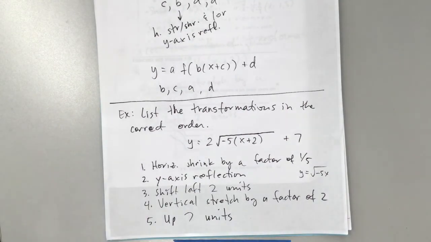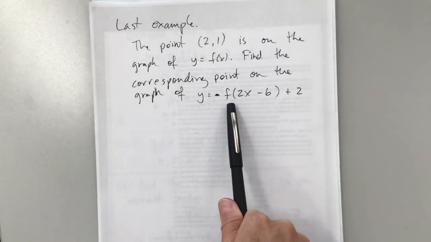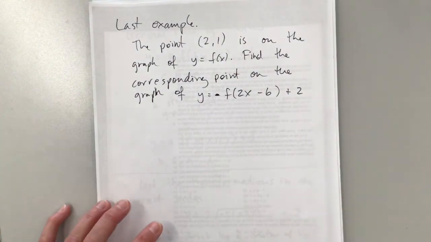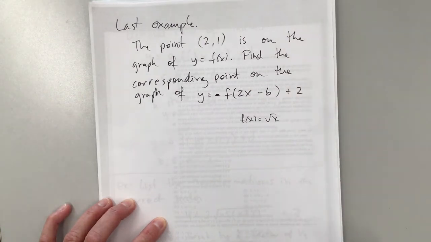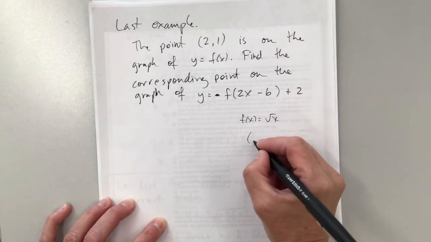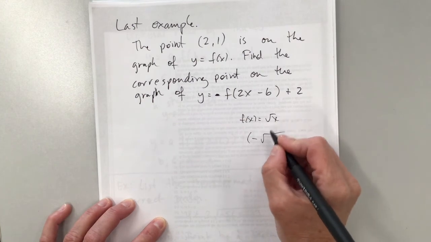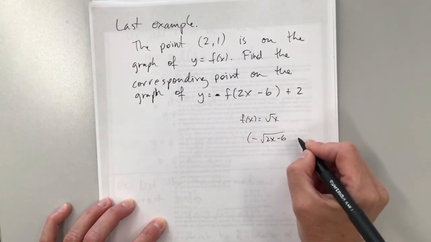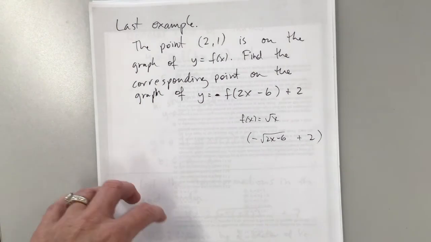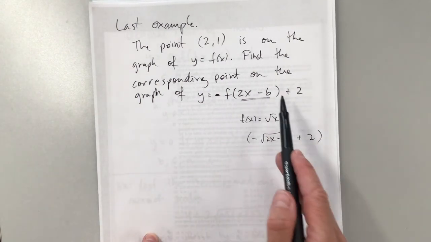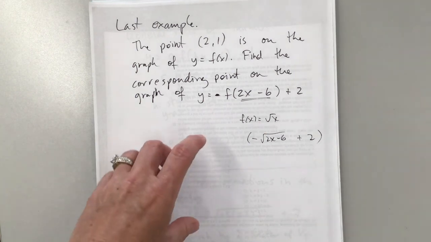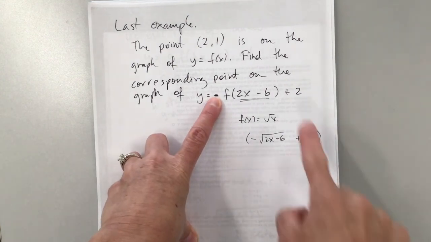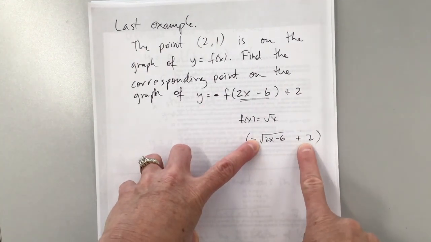All right, I'm going to give you one more of these examples. This f is generic. So for example, if f of x were root x, then this would be written specifically as negative root of 2x minus 6, plus 2. Whatever you see inside the parentheses is a horizontal transformation for that random function that we don't have an expression for. Everything on the outside is going to be your vertical stuff.